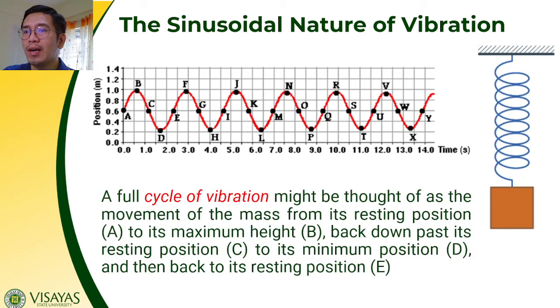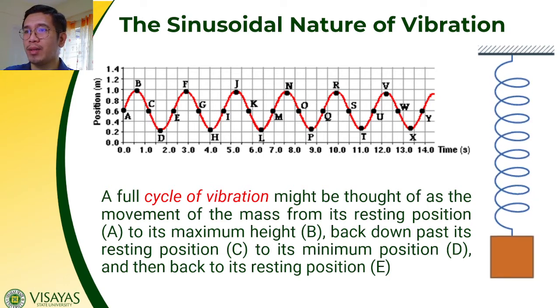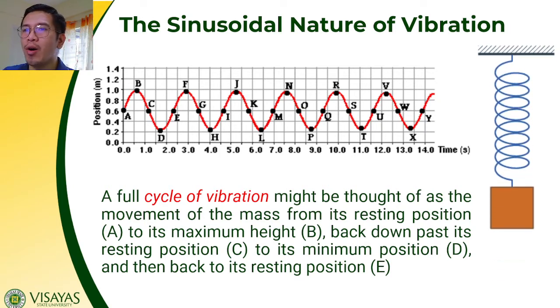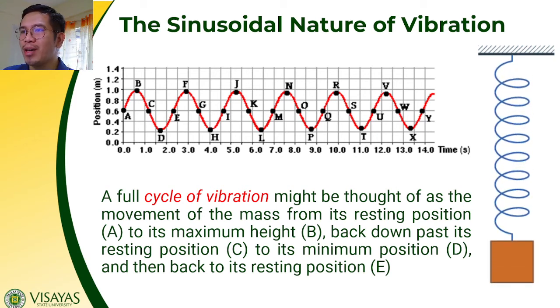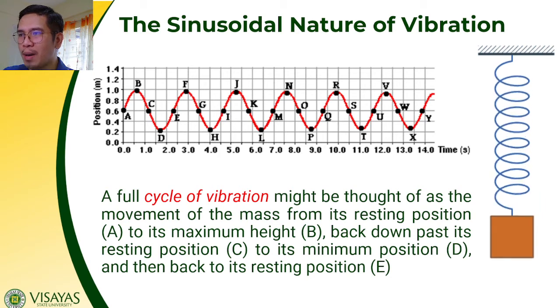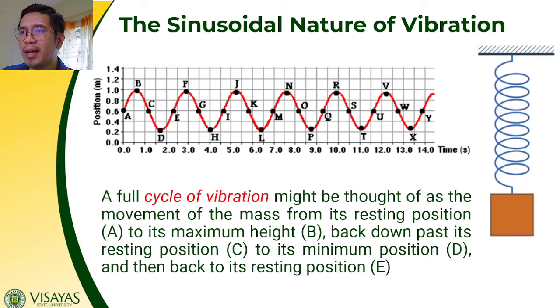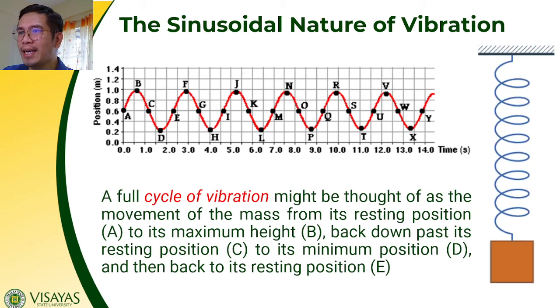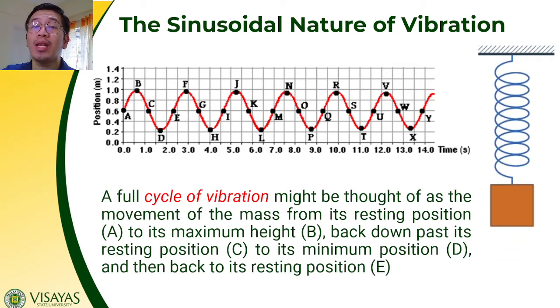Another obvious characteristic of the graph is its periodic nature. The motion repeats itself in a regular fashion. Time is being plotted along the horizontal axis, so any measurement taken along this axis is a measurement of the time for something to happen. A full cycle of vibration might be thought of as the movement of the mass from its resting position at A to its maximum height at B, back down past its resting position at C, or equilibrium position.